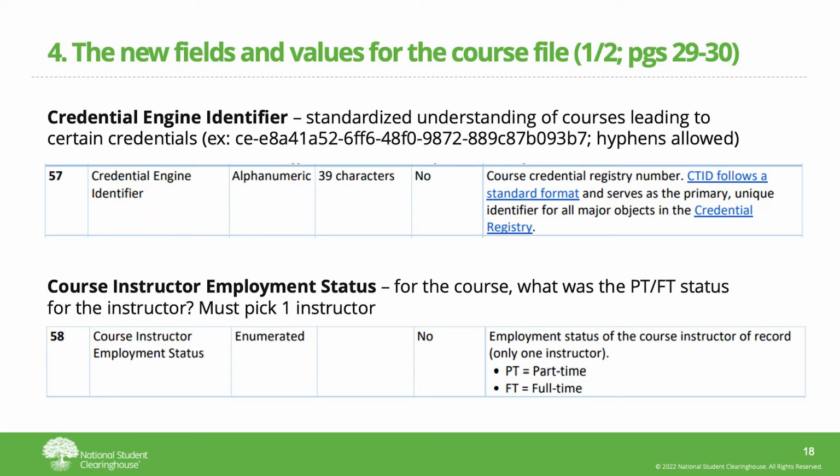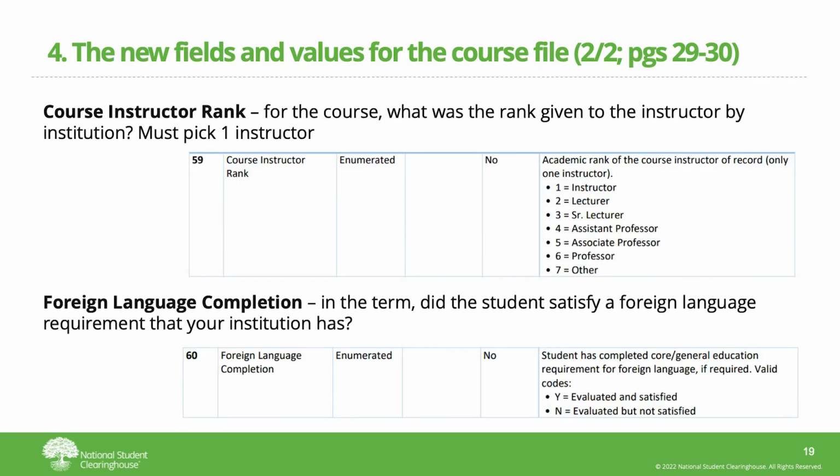And then related to that, again, this is split between two slides, I apologize, is the course instructor rank. Again, for that course, what was the rank given to the instructor by the institution? Same situation. You must pick the one instructor that you've already picked for part-time, full-time to give us the information about the academic rank of the course instructor.